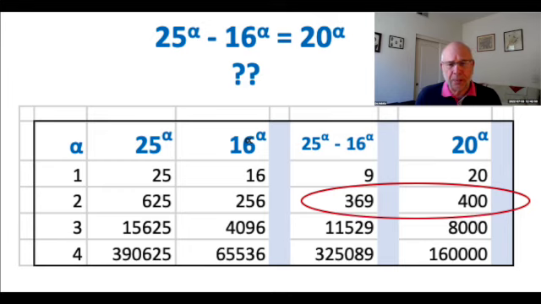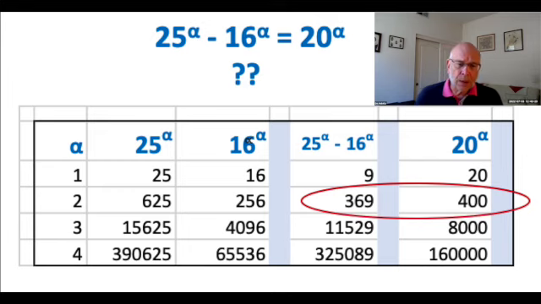Now, if we just experiment with some ready numbers, for example, if alpha is 1, we simply get 25 minus 16, that's equal to 9. Compare it to 20 raised to the power of 1, that's 20. Well, those certainly aren't equal. If we try 2, then 25 squared is 625, 16 squared is 256. That differential is 369, which is not too far off from 20 squared, which is 400.